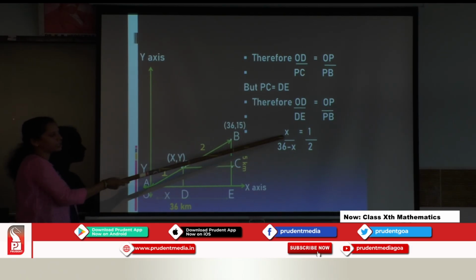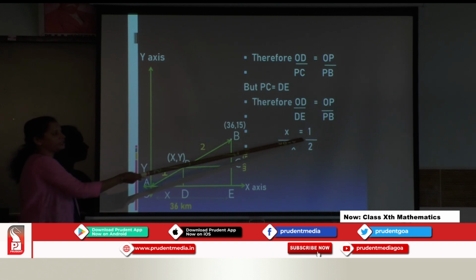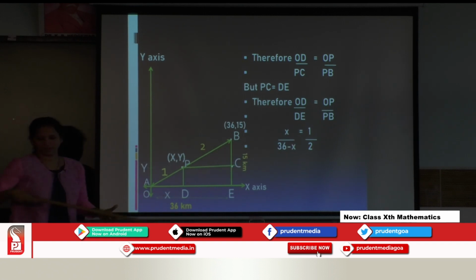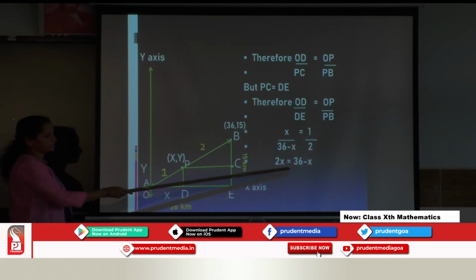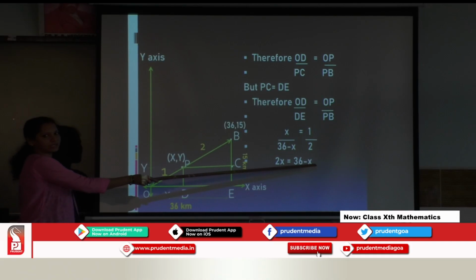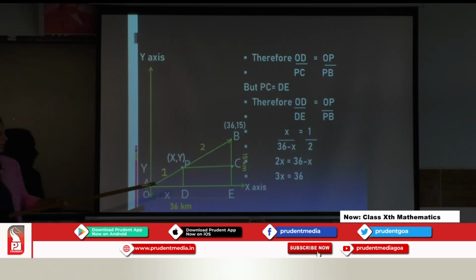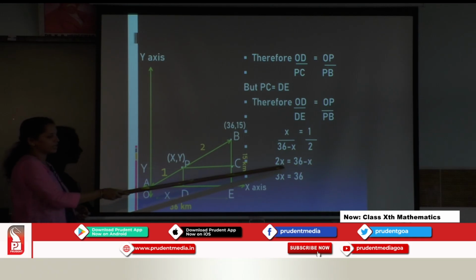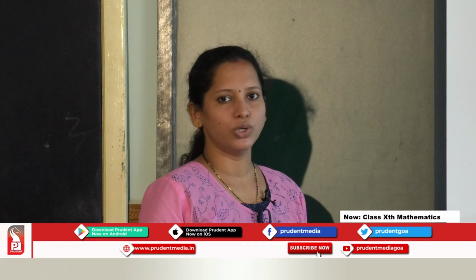So, now we have to do the cross multiplication. So, 2 into x and 1 into 36 minus x. So, this will be equal to 2x is equal to 36 minus x. So, 3x, we are taking this x on this side. So, it will be 3x is equal to 36. So, x is equal to 12. So, now we got the x coordinate of the P, that is equal to 12.